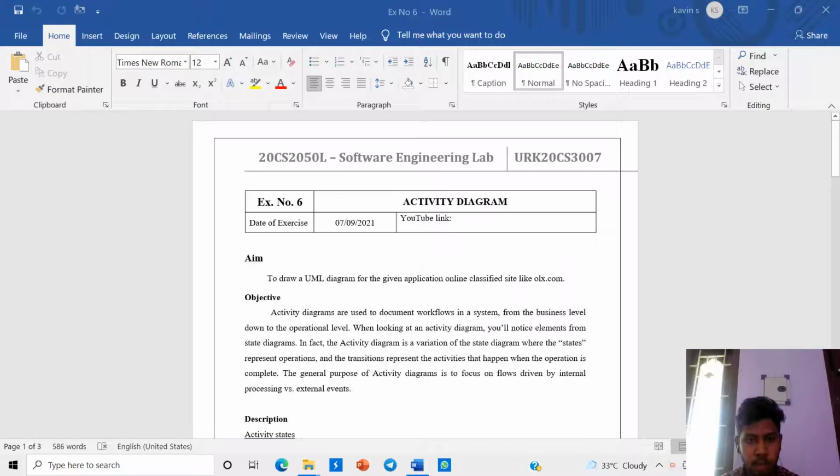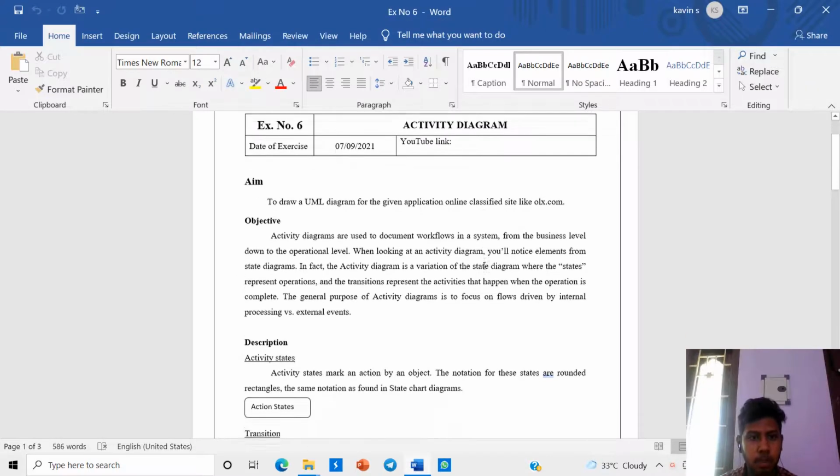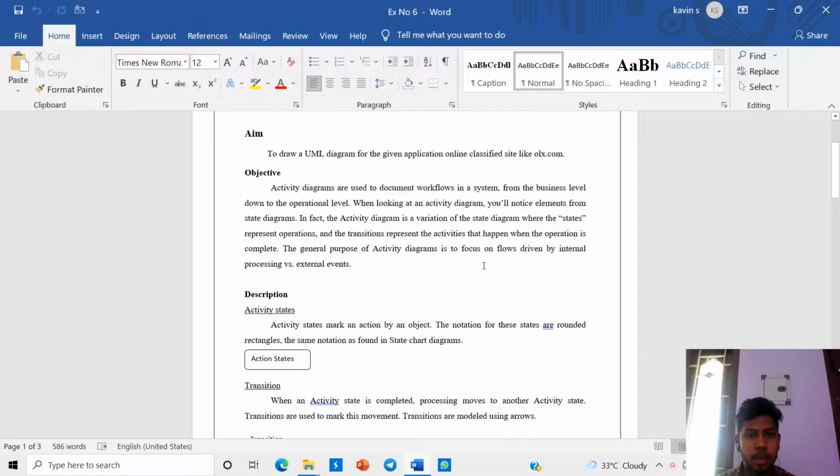URK20CS307. In this video we are going to see the activity diagram using StarUML. The aim is to draw the UML diagram for the given application, an online classifieds site like OLX.com. The objective is that activity diagrams are used to document workflows in a system, from the business level down to the operation level.